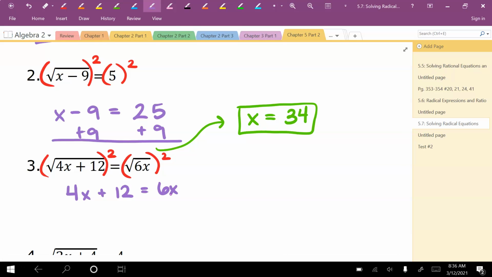What would you guys do here to solve this one? Subtract 4x. Yep, subtract 4x.